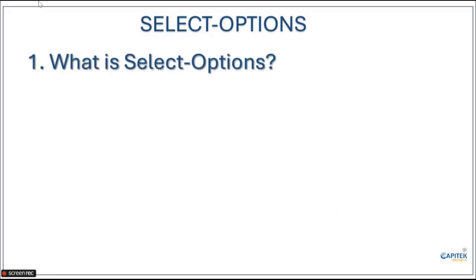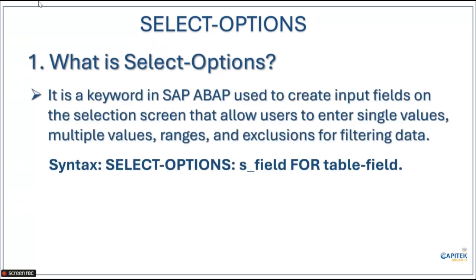So basically, select options is actually a keyword. The way we use data as the keyword for declaring variables, select options is a kind of keyword. This select options is useful for accepting data from the user on the selection screen. So you place the select options on the selection screen. Okay. So it is like an interface so that the user can input the data.